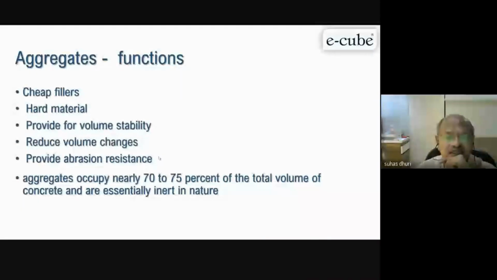Also, abrasion resistance. Aggregate provides abrasion resistance when you are working on a road, a factory floor, or the spillway of a dam, where a lot of water spills along with silt and a lot of erosion takes place. In such cases we need abrasion resistance also. Even with concrete roads, some are eroded very fast. Maybe the aggregates are good, but the process was not carried out properly. That we'll discuss subsequently when we talk about hardened properties of concrete.